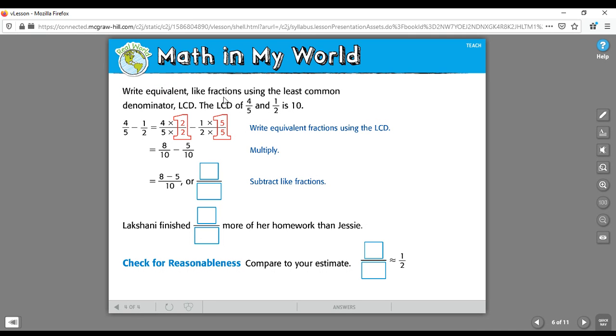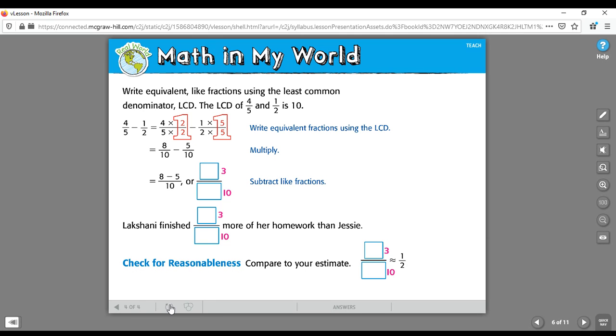So we're going to write equivalent like fractions using the least common denominator. Change both of them to have the least common denominator, which is 10. Whatever you do on the bottom, you do on the top. So we end up getting 8/10 minus 5/10, which gives us 3/10. Then you have to think, can we simplify 3/10 at all? We can't. There is not a number that goes into both 3 and 10. So our answer is Lakshani finished 3/10 more of her homework than Jessie. Compared to your estimate, 3/10 is approximately half.